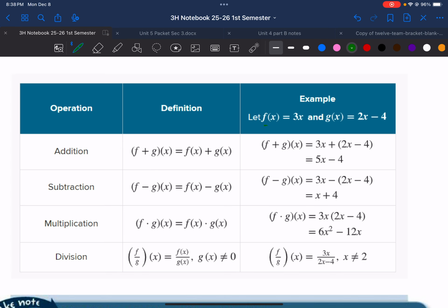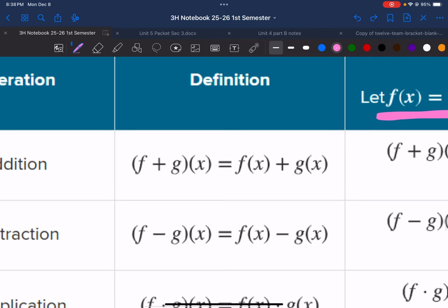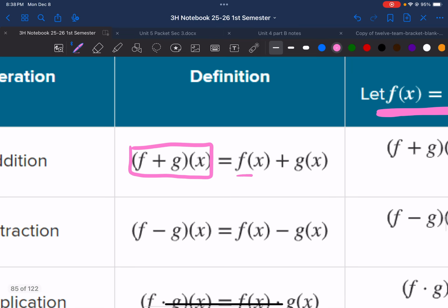So look over here. We're going to let, that's a bad color. Let's pick pink. We're going to let f of x be the equation 3x, and we're going to let g of x be 2x minus 4. Okay, so then we have this notation over here. Addition. This is read f plus g of x. It's a shorter way to say we want you to add the f equation to the g equation.